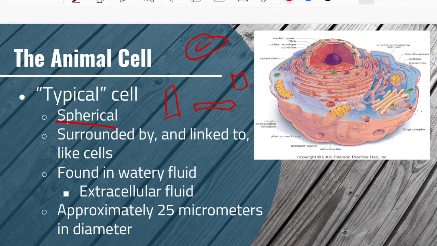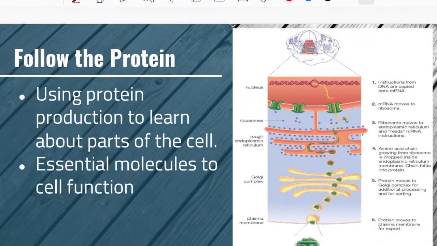They're that spherical shape. They are surrounded by and linked to like cells. So cells in animals, such as yourself, tend to make tissues. So they join together with other similar cells. They're found in a watery fluid known as extracellular fluid, and that is the fluid through which diffusion is occurring. They are approximately 25 micrometers in diameter, so they are much larger than a prokaryotic cell.